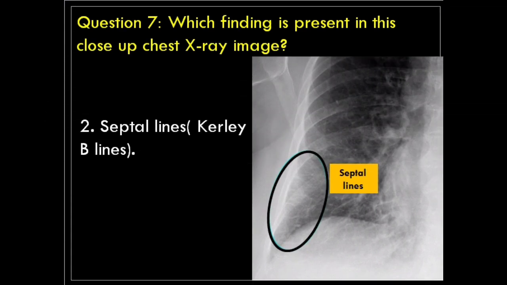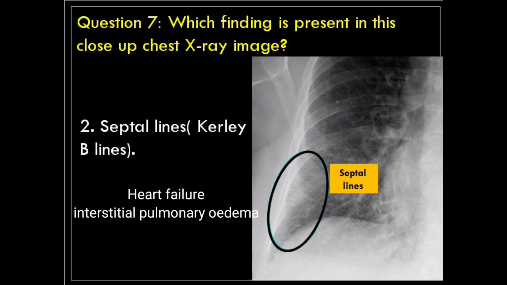The correct answer is septal lines, curly B lines. Septal lines are a subtle but very useful sign. In the context of clinically suspected heart failure, they indicate interstitial pulmonary edema.